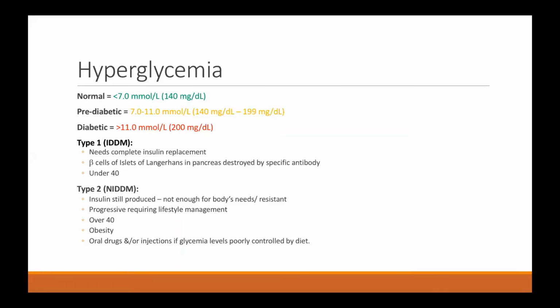Type 2 diabetes accounts for obviously the remainder, which is 90% of the diabetics. Unfortunately, many of them remain undetected for many years. This is where the body's insulin is produced, but not enough of it for the body's need, or the body becomes resistant to the effect of the insulin produced. It is a progressive condition requiring lifestyle management, as studies have shown strong positive correlation with obesity. However, over time, most of them will require oral drugs and/or injections.